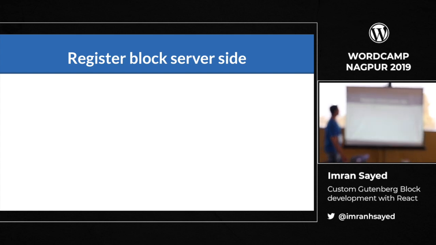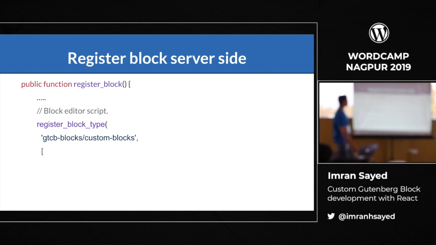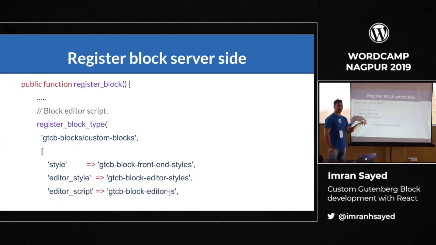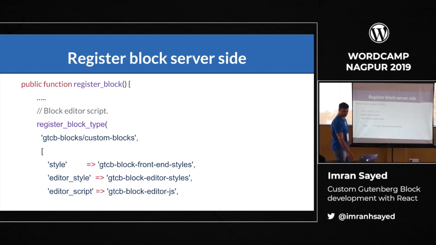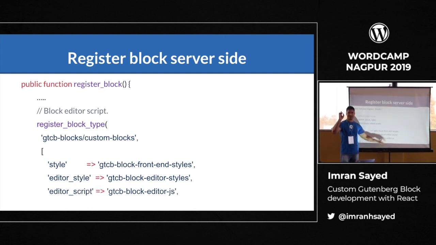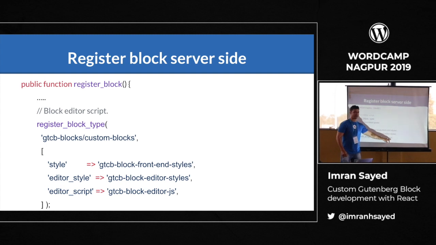Now we just need to enqueue all of them together. So we can just use this function, which is register block type. And we just have to pass the block name. This is the block name, a unique block name. And then we'll just put the handle names of the files that we've included earlier, registered earlier: the style sheet for the front end, then for the editor, and then this is the JavaScript for the editor.